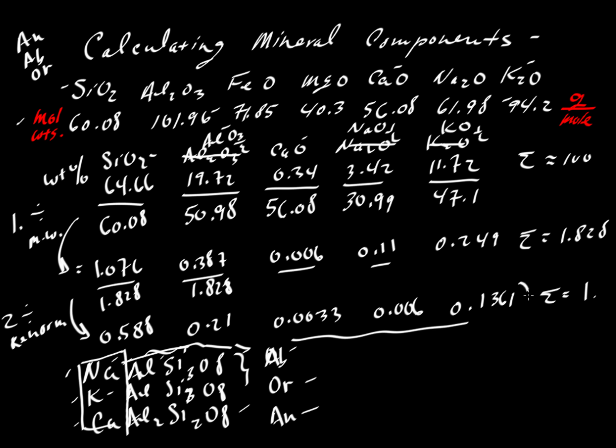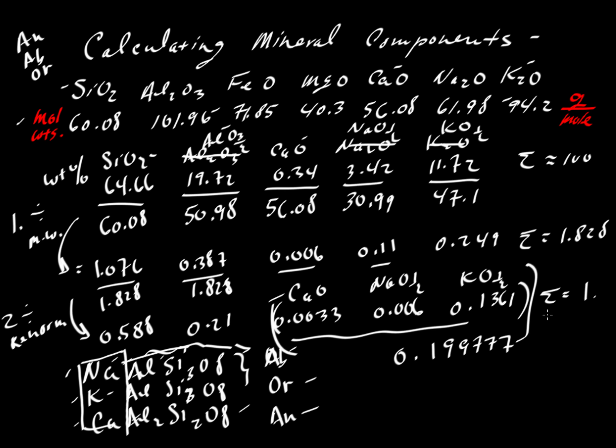And that means what we're going to do is just take the sum of CaO, NaO 1/2, and KO 1/2. And now you'll be able to see why we took just one cation of each of these. The sum of these three fellows here is about 0.199777 or so. So let's erase the chalkboard here. We're going to carry these numbers over to our next chalkboard.